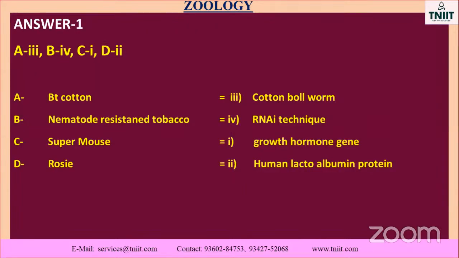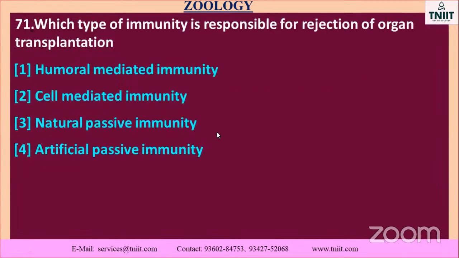Go to the next one. See that Bt cotton. Bt cotton is directly connected with the cotton bollworm. Nematode resistant tobacco, RNA technique. Super mouse, growth hormone gene. And Rosie is a human lactalbumin protein. So these are the options 3, 4, 1 and correctly matched. Okay, go to the next.